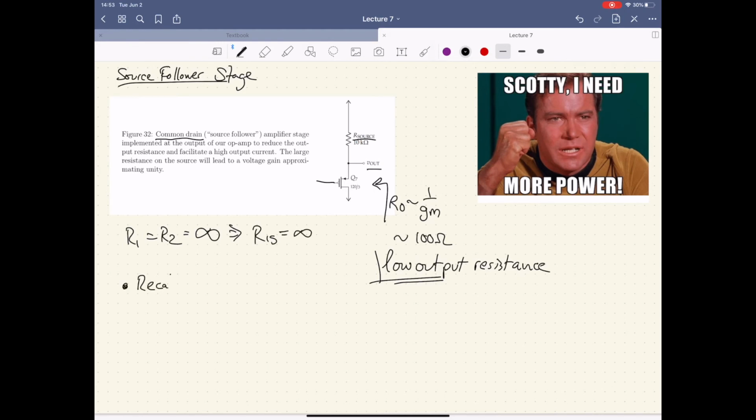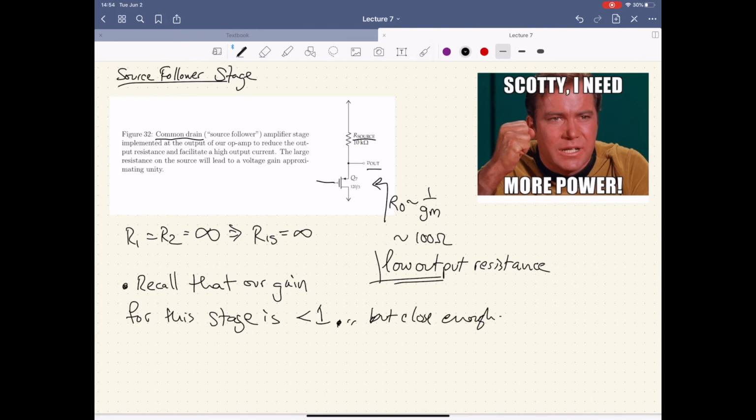And recall that our gain for this stage is kind of close to 1. It's actually, and we should write this correctly, less than 1, but close enough. Even if we're looking at, say, 0.8 gain here, we still have an overall gain on the order of 8,000, which, great Scott!